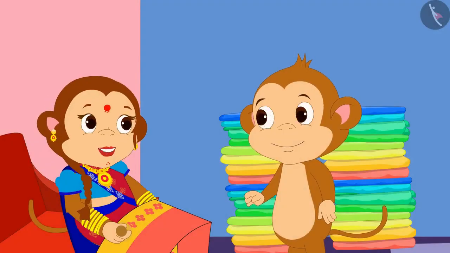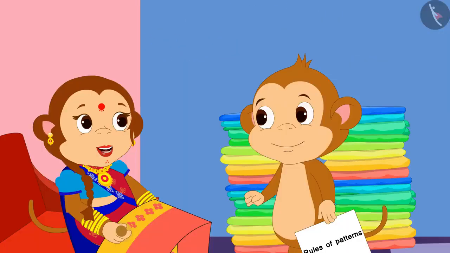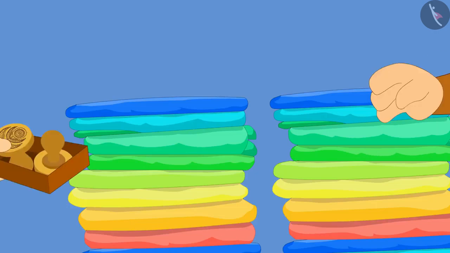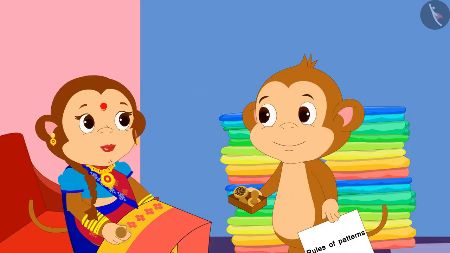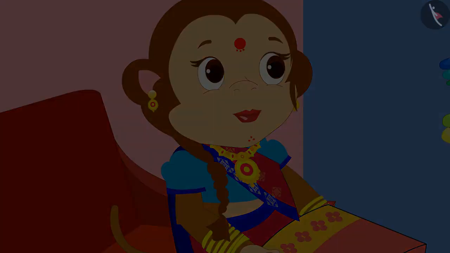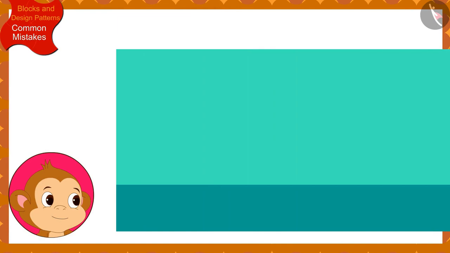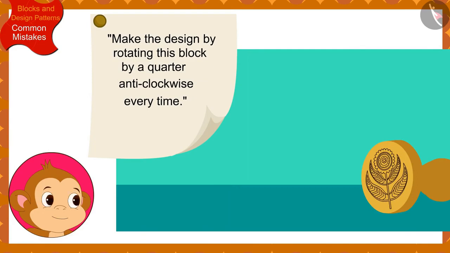Mappanji, I will write the rules of the pattern you need to make on the saris on a piece of paper for you. You only need to use these blocks and make the designs according to that rule. Bannu told Babban. Babban has to make the design using this block according to this rule on the first sari.